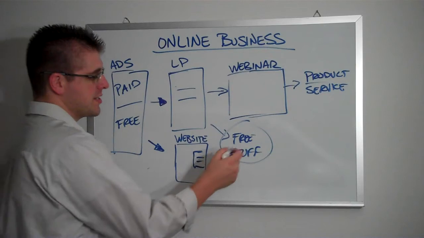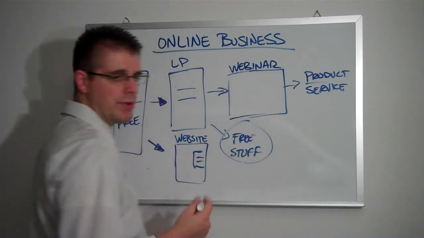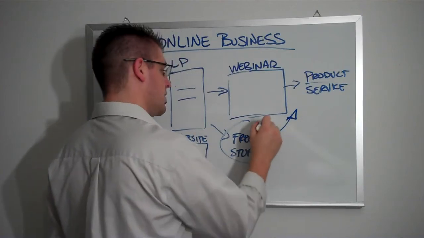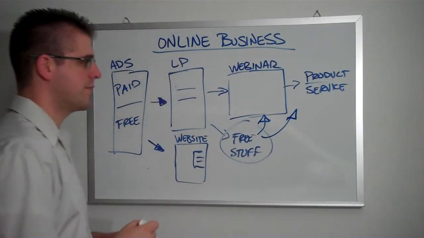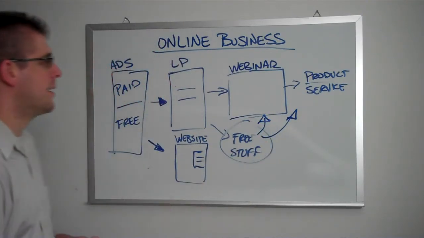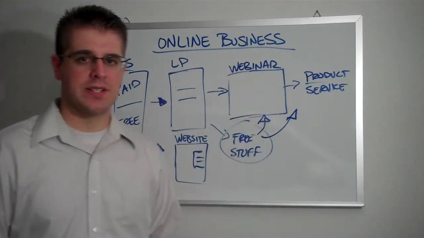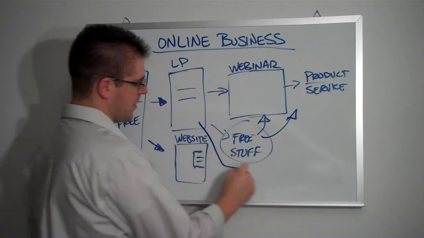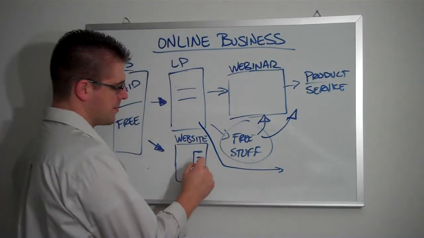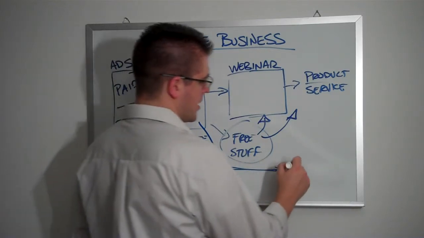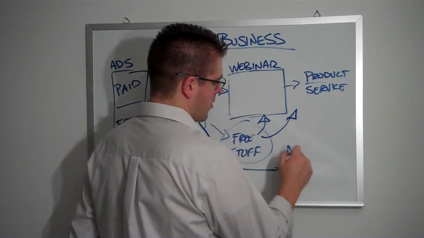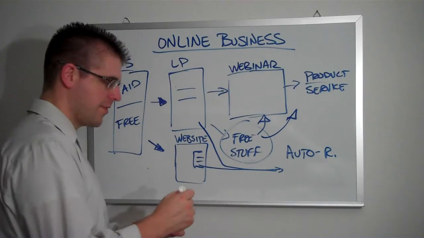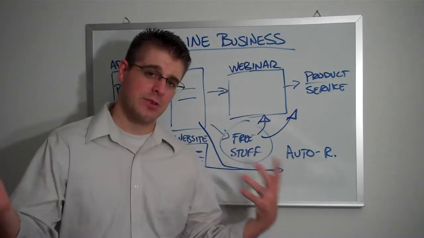Now, you've got free stuff, and that free stuff, if it's an ebook or something like that, again, that can lead to your products and services. It could lead to a webinar if you want to add another step in there. But you kind of take them through this process. Now, throughout this whole thing, once you get their information on the landing page, and again, maybe on your website, you need to have an autoresponder. Hopefully you've heard of that. Hopefully you know exactly what that is, and I don't need to explain it to you.